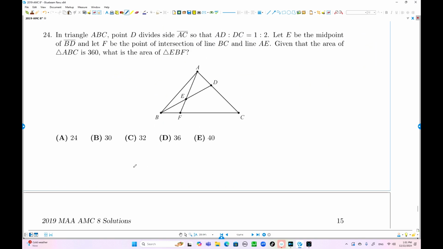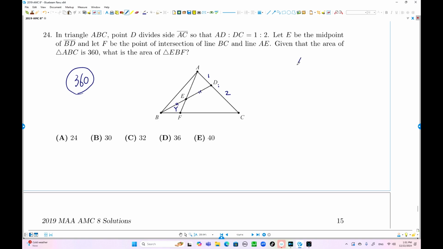We have a triangle. So AD, DC, that is the ratio is 1 to 2. And this is the midpoint. Okay, and the total area is given, 360. So what is the area of this one? EBF. EBF. I'm going to take this as Y.